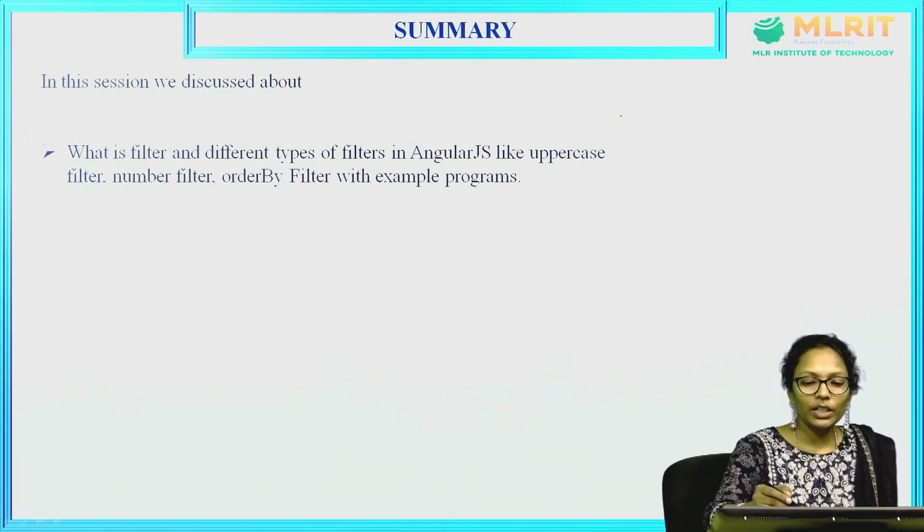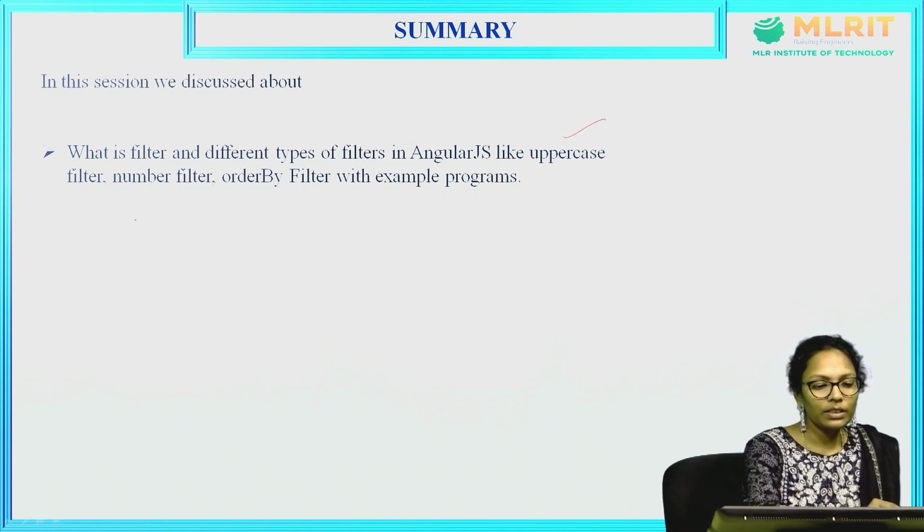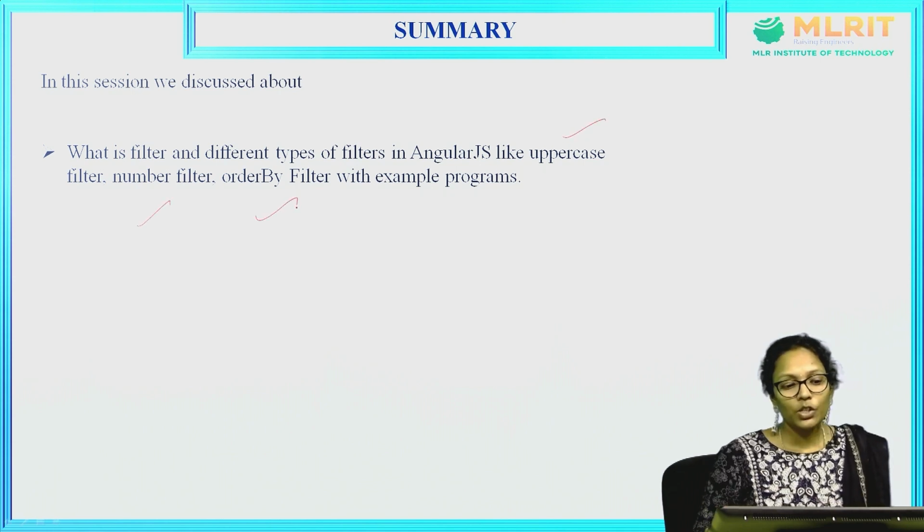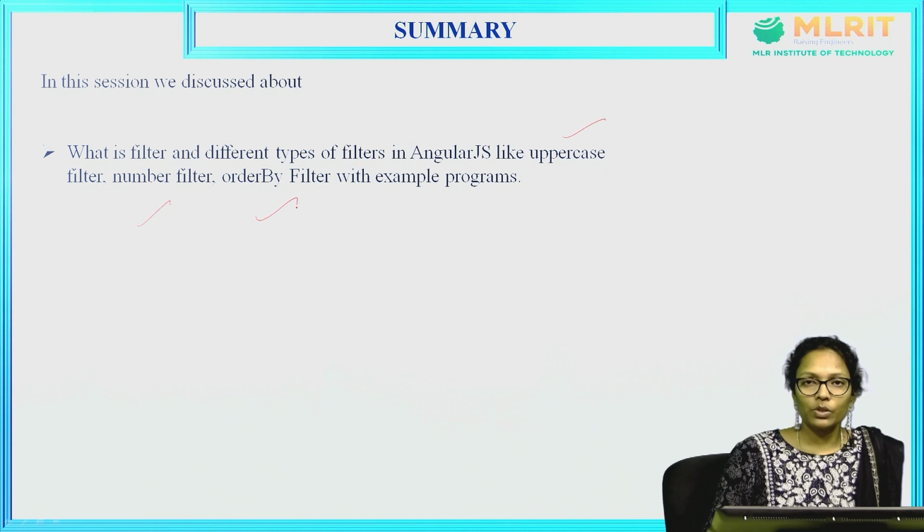In this video, we have mainly focused on the uppercase filter, number filter, and orderBy filter. So this is the end of your filters concept also. So in the previous videos, we have seen different types of filters like lowercase filter, currency filter, date filter, number filter, and so on. So I think we have covered around 9 built-in filters in all these 3 videos.